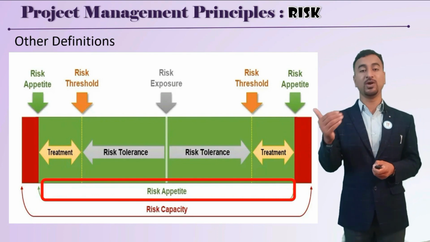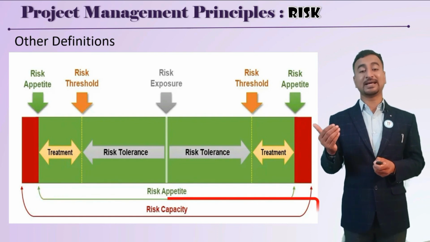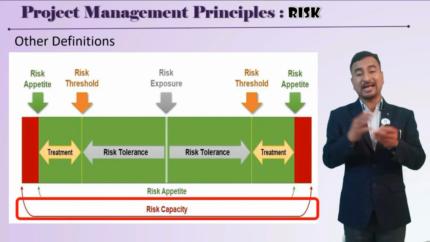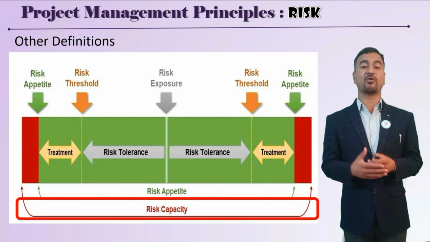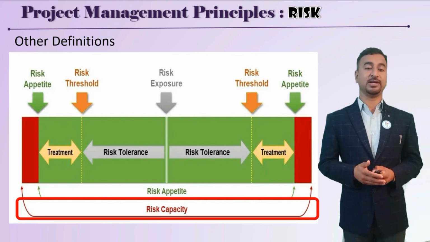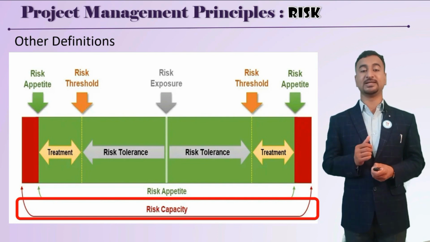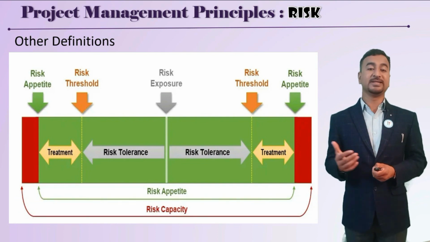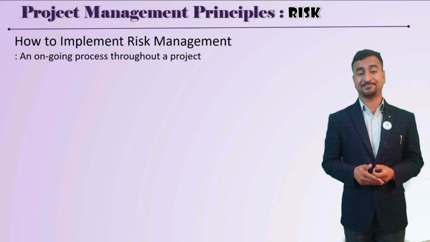So the entire thing that we call the risk appetite is how much risk an organization can take, with some approval of the management, and the risk capacity is the exposure of the risk an organization can take beyond that particular threshold limit. So this is the graphical representation of how we can represent the risk and other definitions.